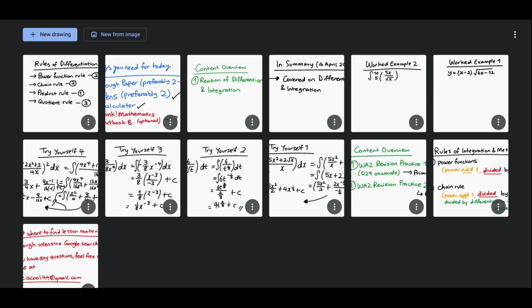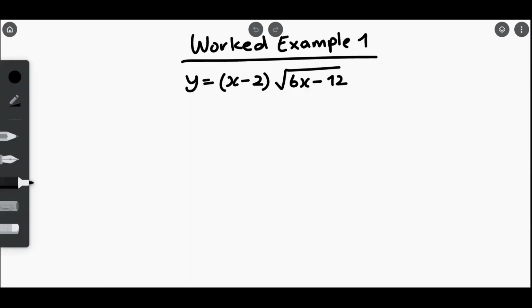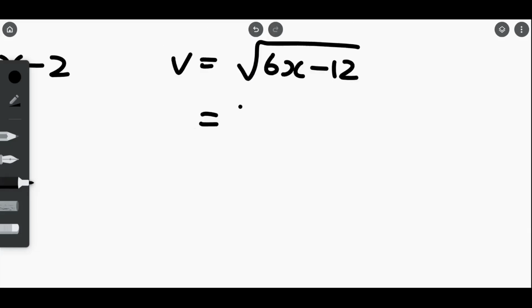Now that we got that out of the way, we need to know how to apply it. The first one we want to learn is the product rule. I think you all have seen this before. This is the type of question that will be coming up for the examination. First is y equals to this equation, whatever you have learned in school. So we have u equals, v equals, and we can simplify the v because it is a little complex, so it will be 6x minus 12 to the power of half.